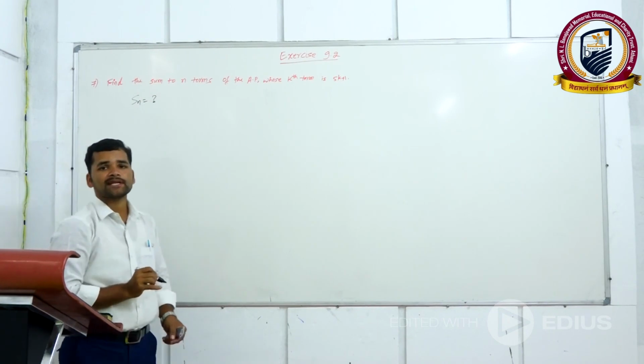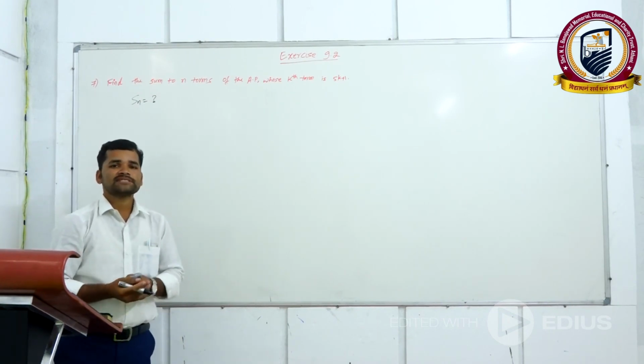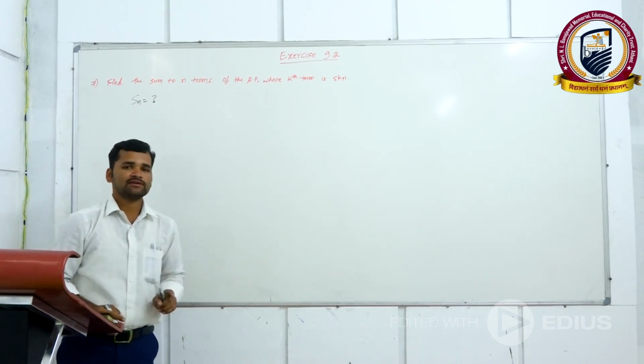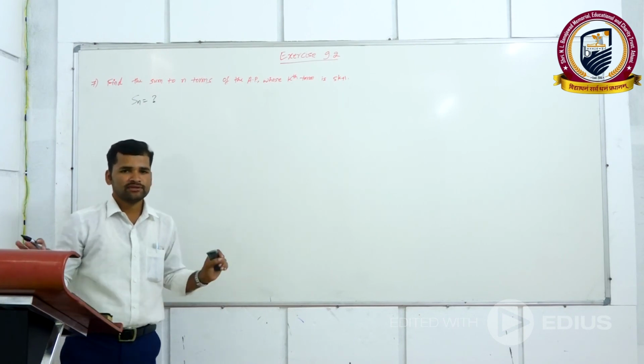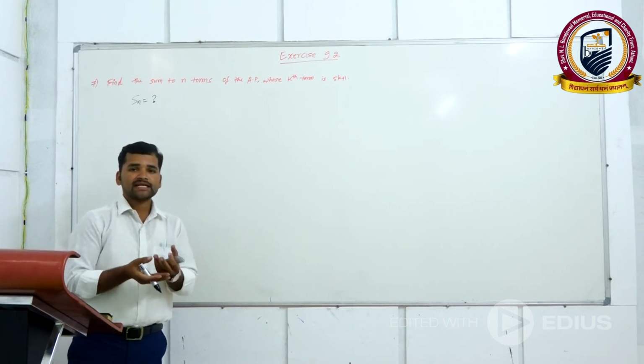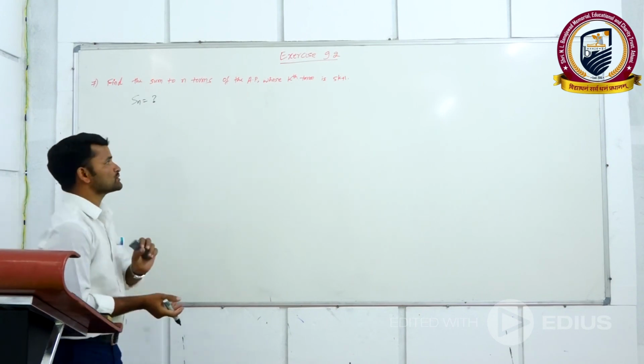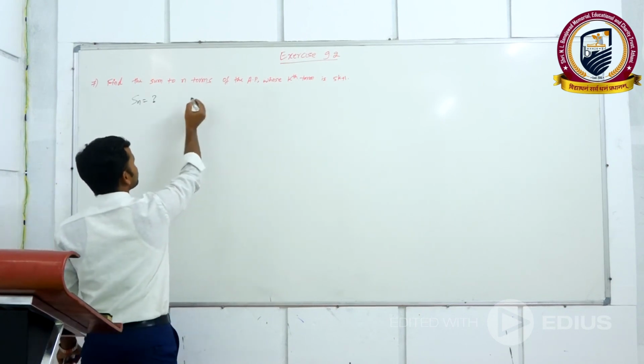Sn is equal to what is the formula? n by 2 into 2a plus n minus 1 into d. As Sn we need to calculate, n we need not calculate. A and d, two quantities are there. Those two quantities are important. Those two I have to find out.